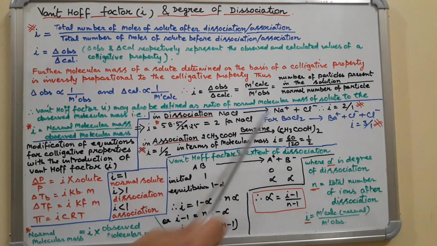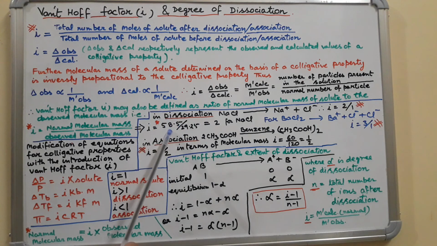Now let's see. This was in terms of the colligative property. Now let's see in terms of the molecular mass. i is equal to normal molecular mass upon observed molecular mass. What is the normal molecular mass of sodium chloride?